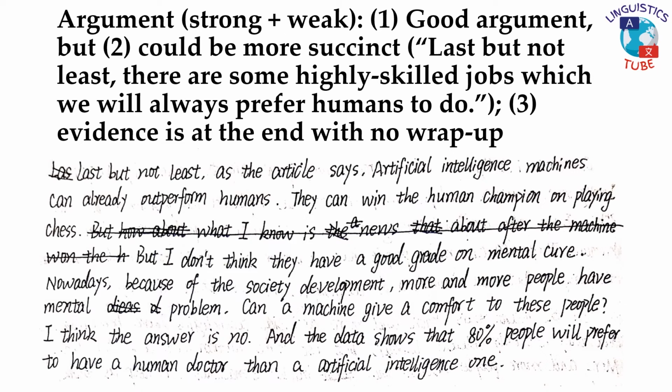Firstly, the entire argument could be phrased far more succinctly, which I summarized as, last but not least, there are some highly skilled jobs which we will always prefer humans to do. Secondly, the evidence appears at the end of the paragraph, with no wrap-up sentence to comment on the evidence and conclude the paragraph. To me, it's obvious that the writer did not plan the paragraph beforehand. This is thus a great example of how planning what to write before you write it can produce a much better paragraph.